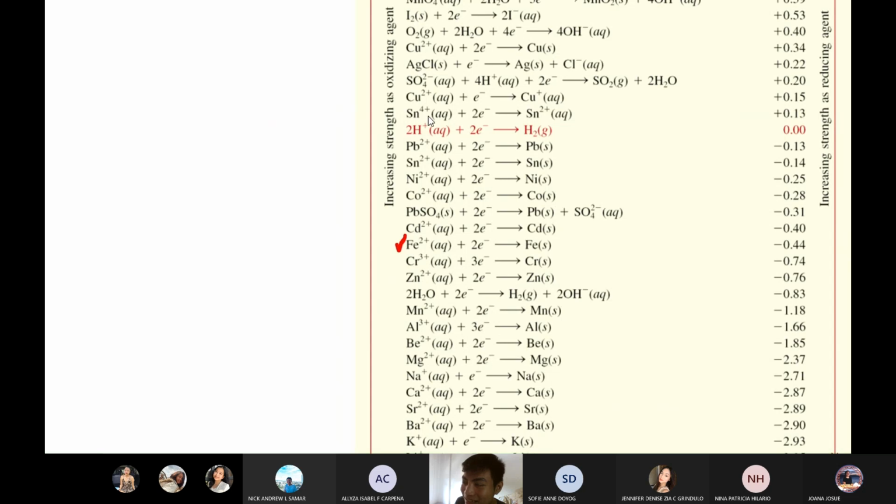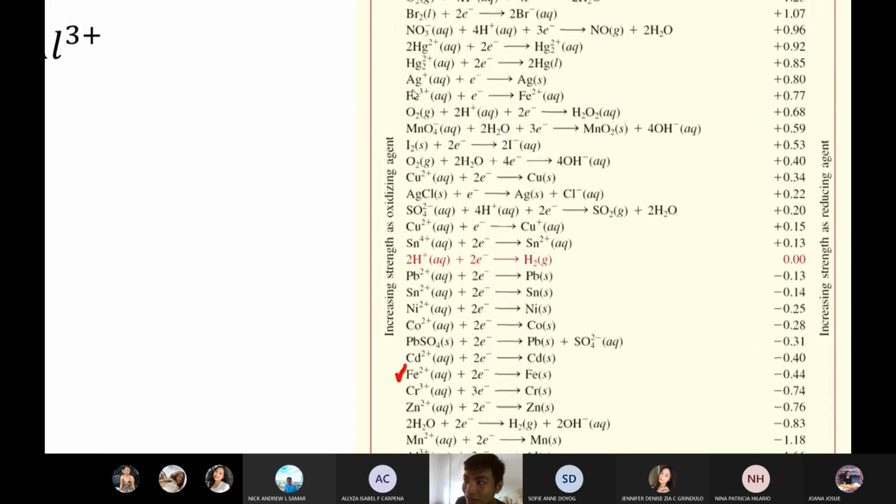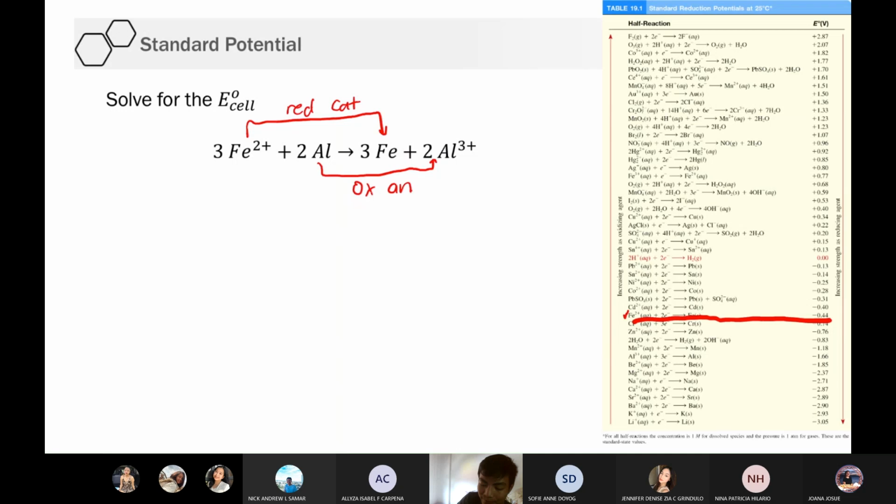Nakatingin ako dito sa taas eh, kasi doon ko nakita yung isang Fe. Ayun, mag-ingat kasi itong Fe na to ay 3 plus. Ang gusto natin, 2 plus and iron 0. So, Fe2 plus to Fe, ano yung voltage niya? Ayun, negative 0.44. So, E cathode is negative 0.44 volts.